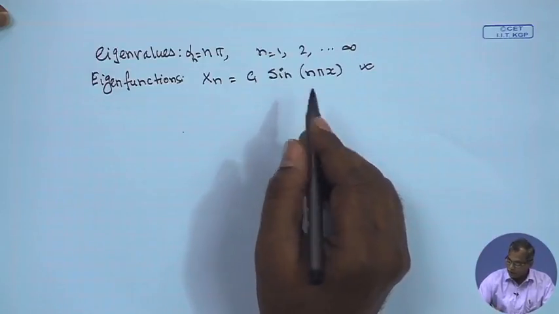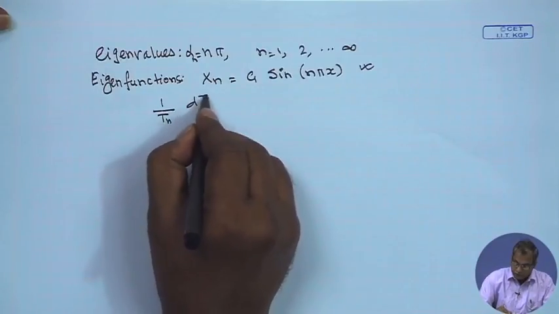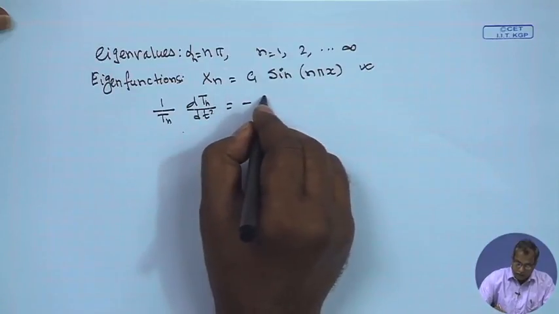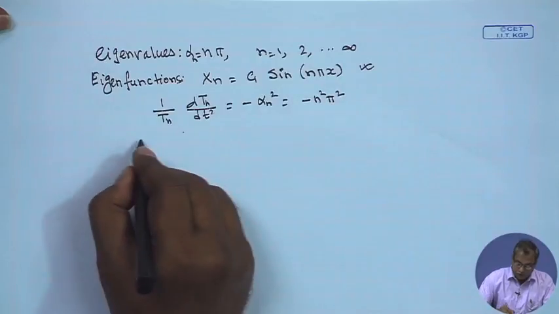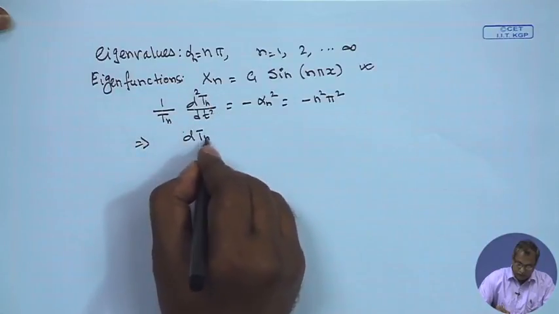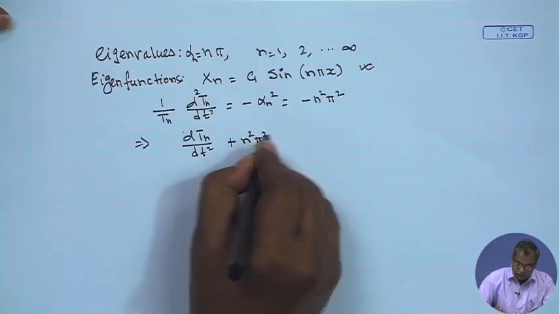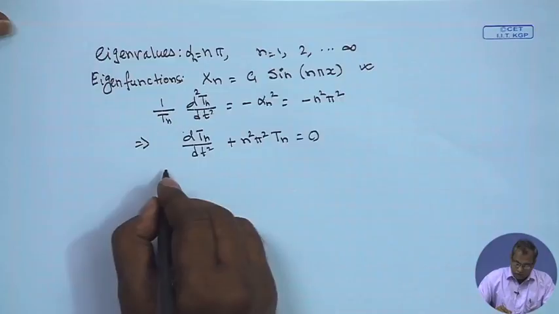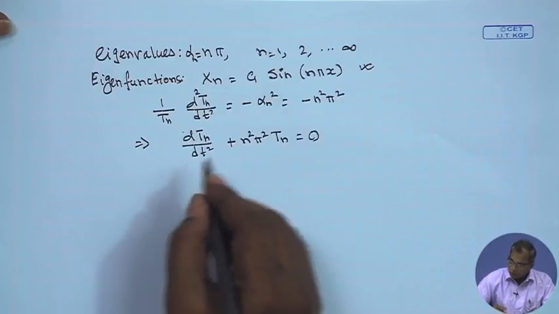Now, we will be looking into the time varying part. So, let us look into the time varying part. 1 by T n d square T n by d t square is equal to minus alpha n square, or minus n square pi square. So, if we do that, it becomes d square T n by d t square plus n square pi square T n is equal to 0. So, we will be looking into the solution of this.